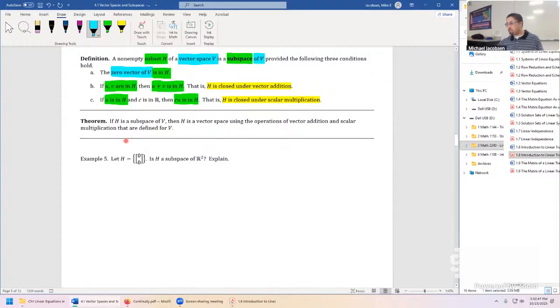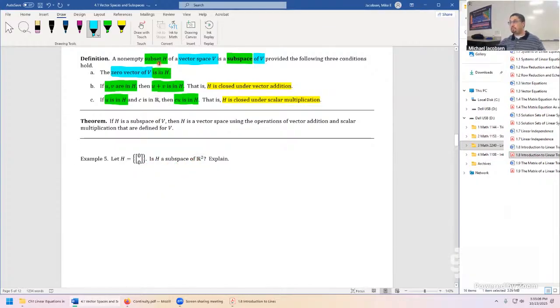Okay, let's spill the beans on this one. This one turns out to be a real subspace, and it seems like a silly one, right? It's a set that contains exactly one vector, the zero vector of R2. First, it asks, let H be (0, 0), so just the zero vector. Is H a subspace of R2?